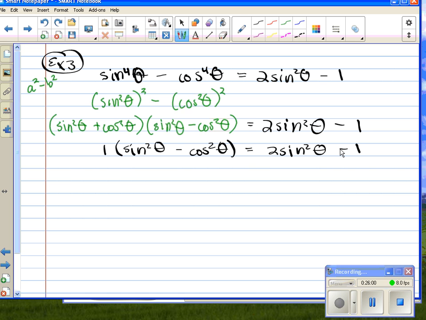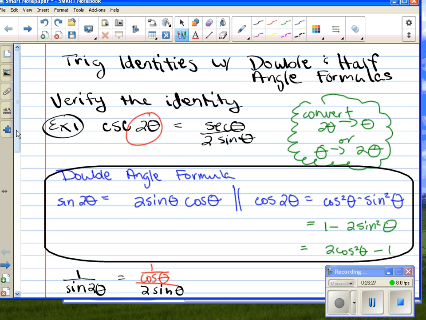Whatever shall we do, Mr. Horner? Oh, you're on the right track. Look at that right side. Does that right side look familiar? 2 times the sine squared minus 1. What do you think, Will?